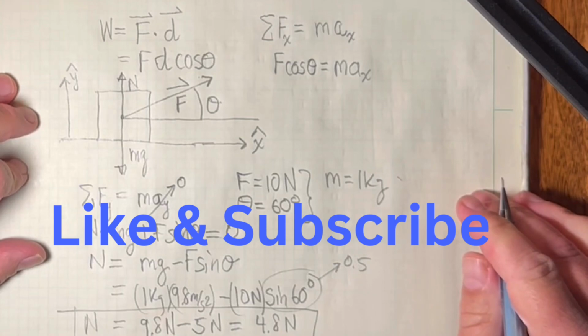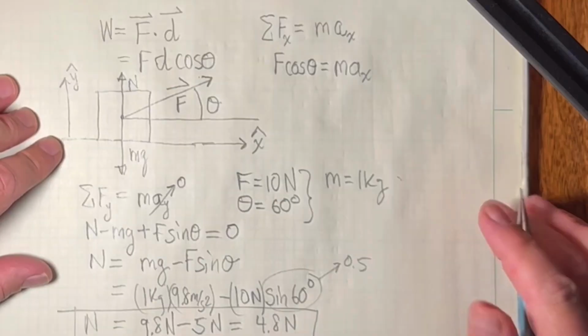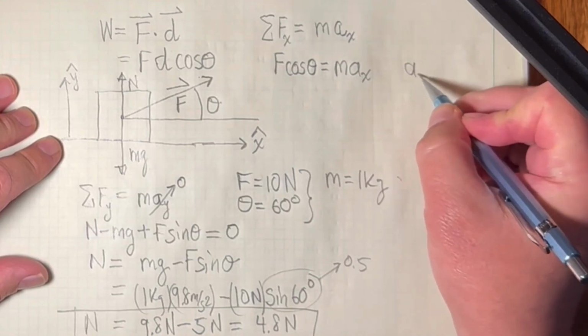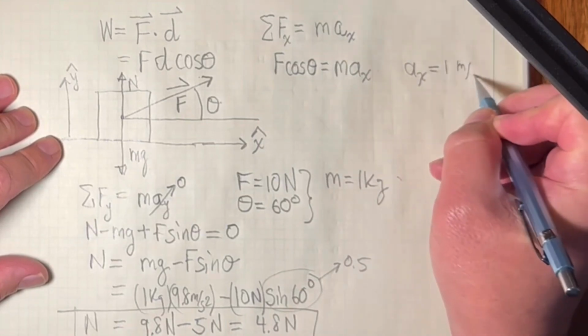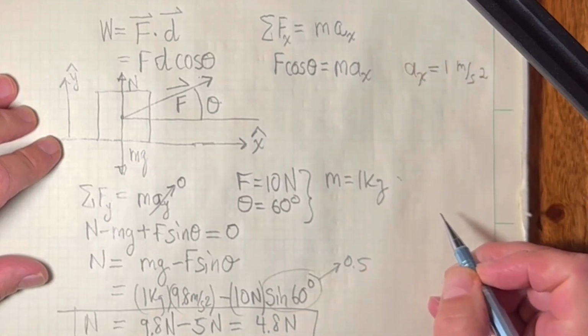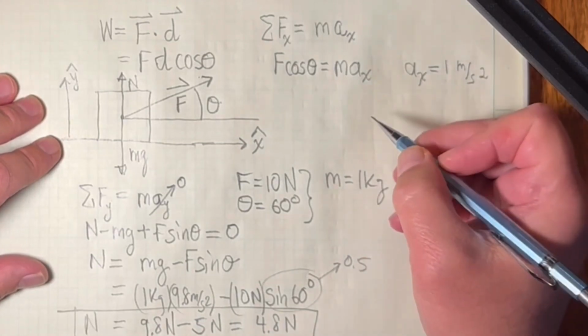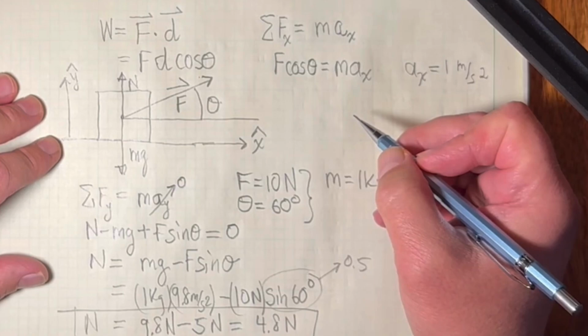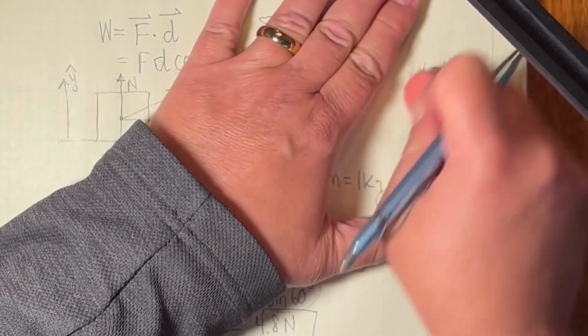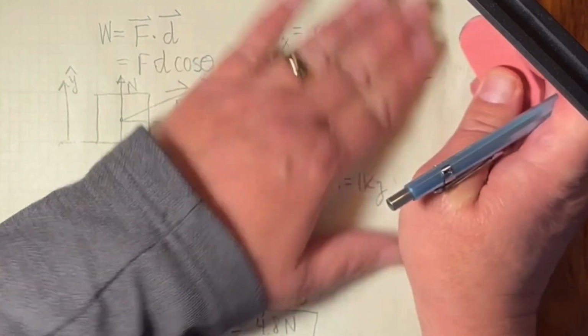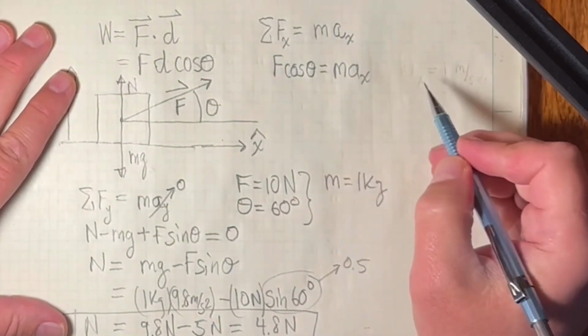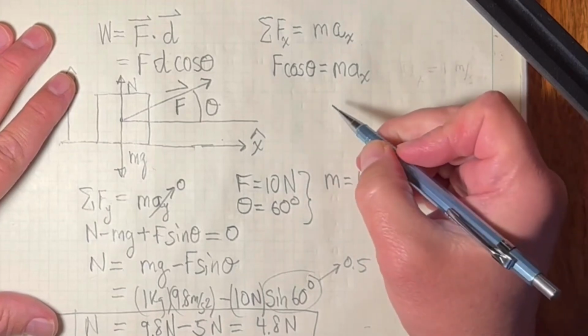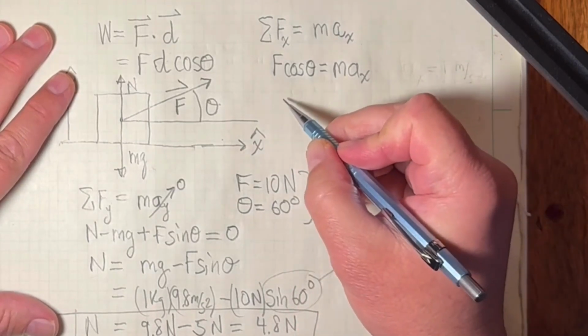Well, let's suppose that the acceleration is 1 meter per second squared, so ax is equal to 1 meter per second squared, and m is 1 kilogram. Well, we can do it that way, but we already defined what the force was. I was going to say compute the force for 1 meter per second squared. We don't need to do that. We already know that the force is 10 newtons.